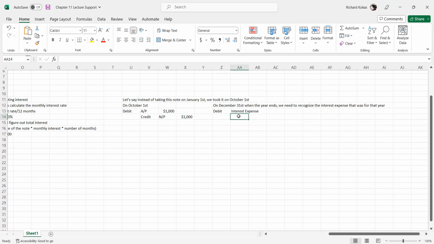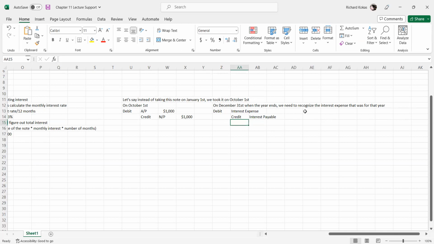And what do we credit? If we're not paying cash, we're going to credit, this is where the liability comes in, interest payable. A liability saying, hey, we're recognizing we have to pay part of this interest. We're not paying for it this year. We're just recognizing the expense this year. Okay, so here's some new accrual accounting for us.